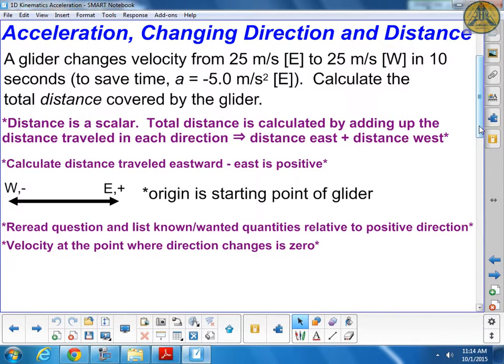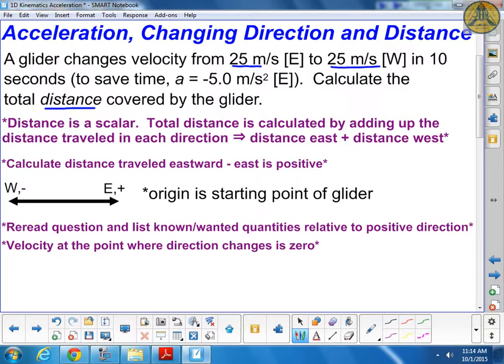We've got an acceleration of negative 5, went from positive 25 meters per second to negative 25 meters per second. So it went from east to west in 10 seconds. Trying to calculate the total distance traveled. Okay? That's italicized for a reason. Distance is a scalar. Direction doesn't matter. The fact that it went east and west doesn't matter at all.